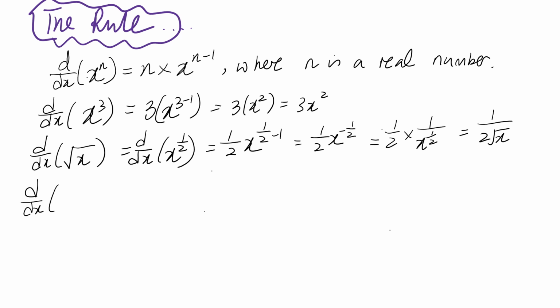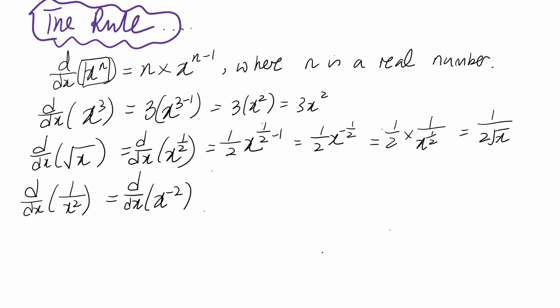Let's try again. If I want to find the gradient function of 1 over x squared, what do I do? Yes, you need to convert your 1 over x squared into this form: x to the power of something. So 1 over x squared doesn't work. You need to convert it to x to the power of something. So it becomes x to the power negative 2.